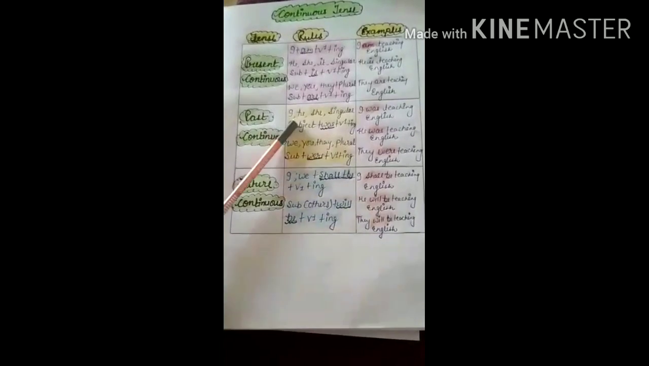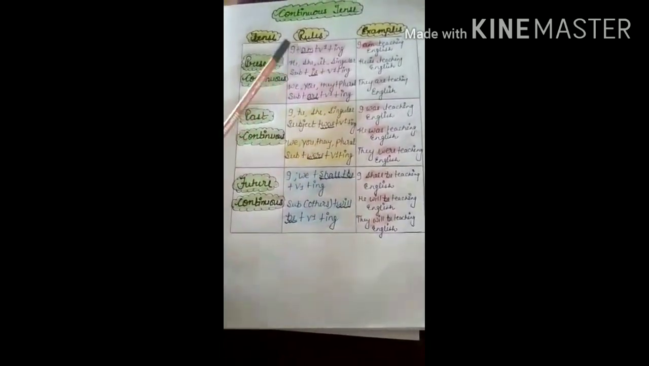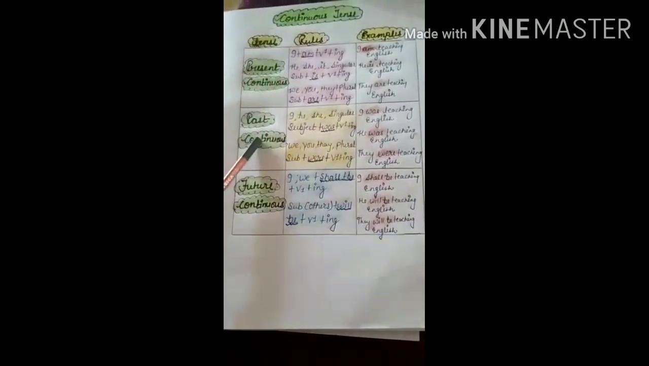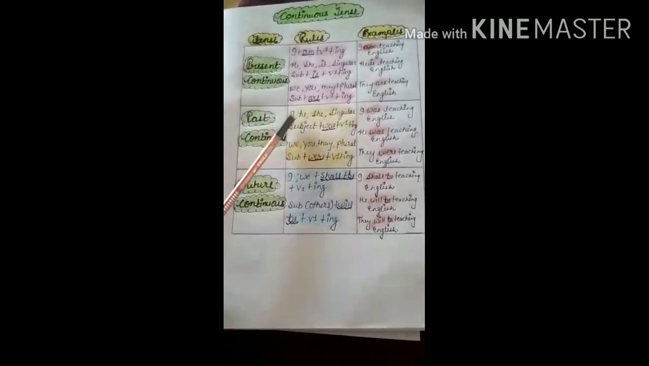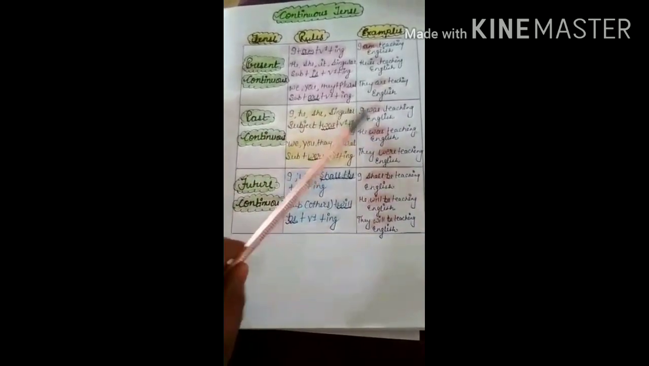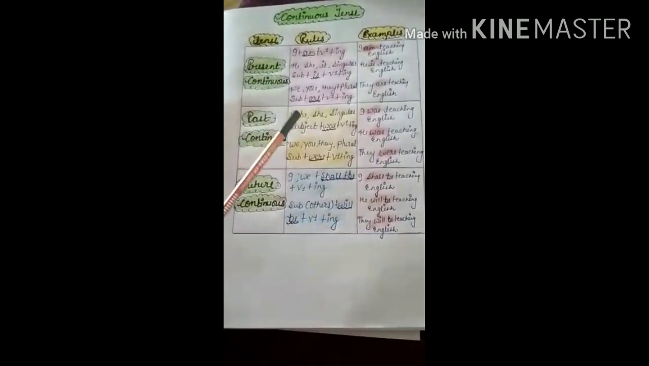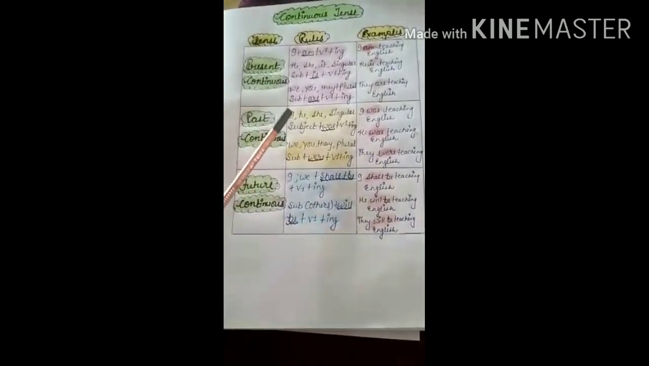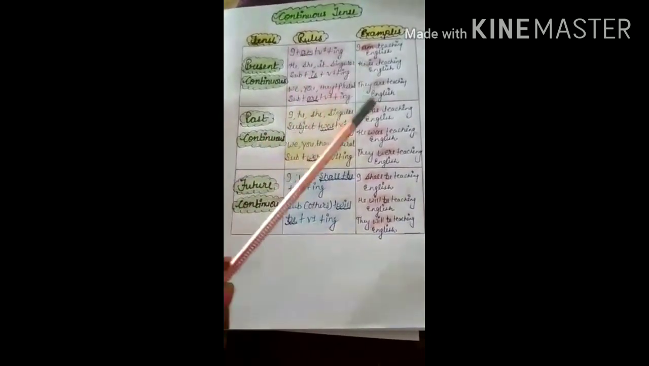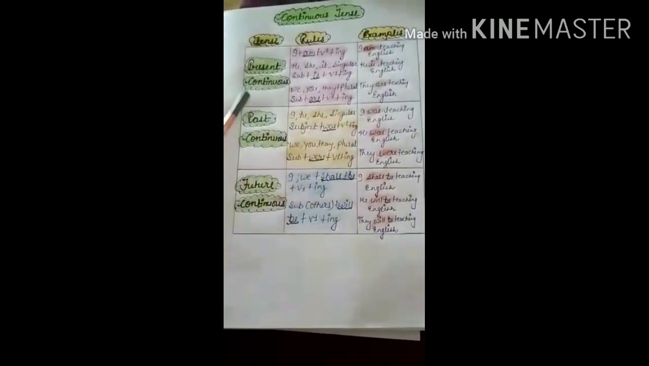Students, there is one thing to remember. In present continuous tense we use am with I. But in past continuous, we don't use am with I. We use was with I. In past continuous tense, this thing is to be remembered. Whether the subject is I, he, she, it or singular, we use helping verb was.